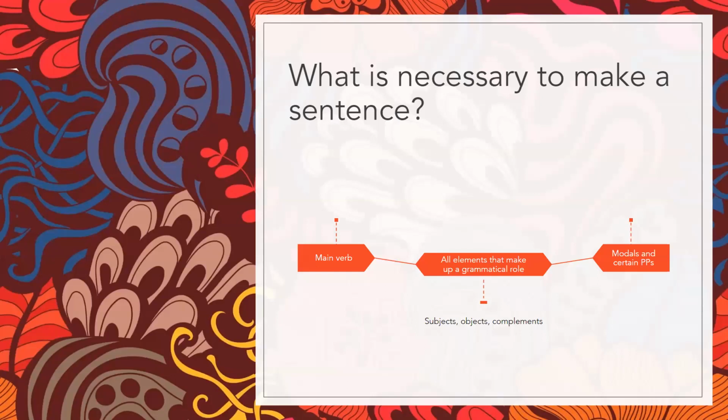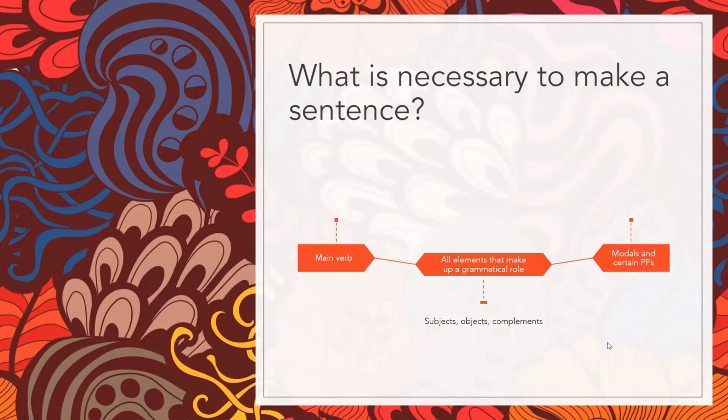So again, the necessary components of a sentence, they're going to be that main verb. No verb, no sentence, right? You need a verb. And then we're gonna need a subject for sure, right? Who or what is doing the verb. And then there may be some objects or complements to that main verb. And then there are some modals that may be essential for the sentence to be grammatically correct. And certain prepositional phrases may be necessary as well. Okay? Certain ones, but not all.